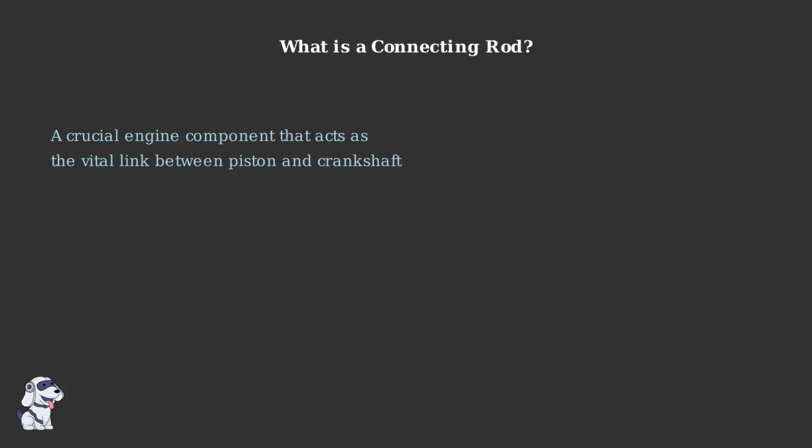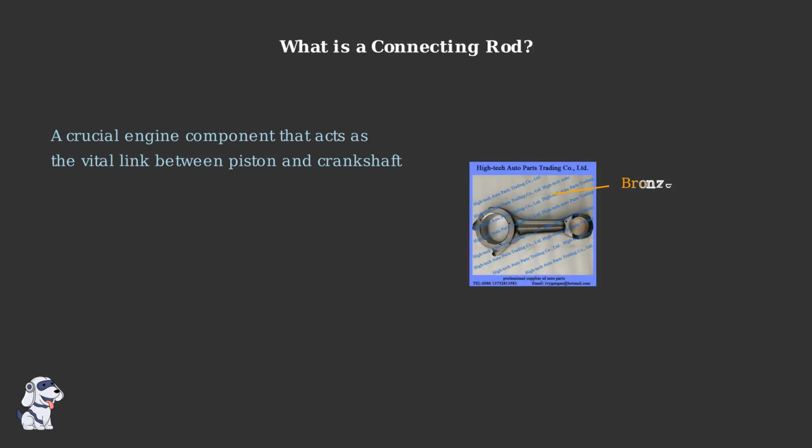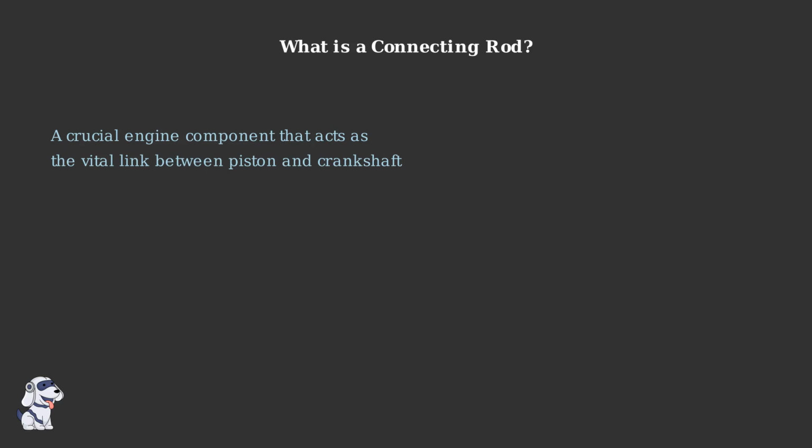Notice their distinctive shape. They have a large circular opening at one end and a smaller circular opening at the other, connected by a strong, precisely machined body. This close-up view shows the precision engineering involved in connecting rod manufacturing. The bronze-colored bushing visible in the smaller opening provides a smooth bearing surface for the piston pin connection.